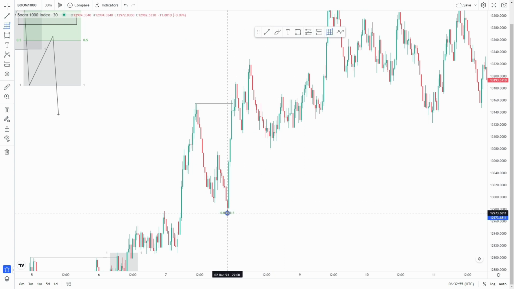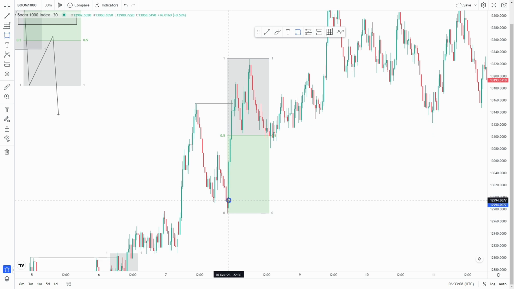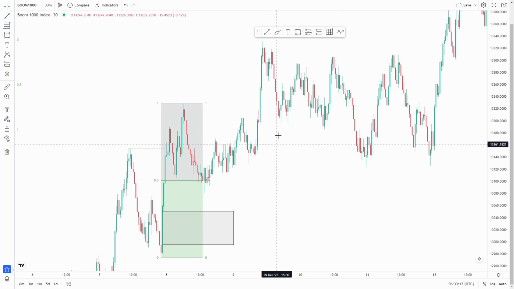So you measure from here to there, didn't tap our 50%. Now we put it there. Okay, we came back to our 50%. Where's the closest fair value gap to the low? It's going to be this one here. Never got tagged in.